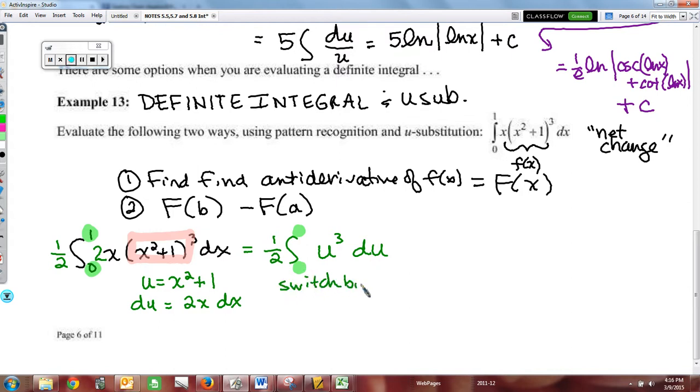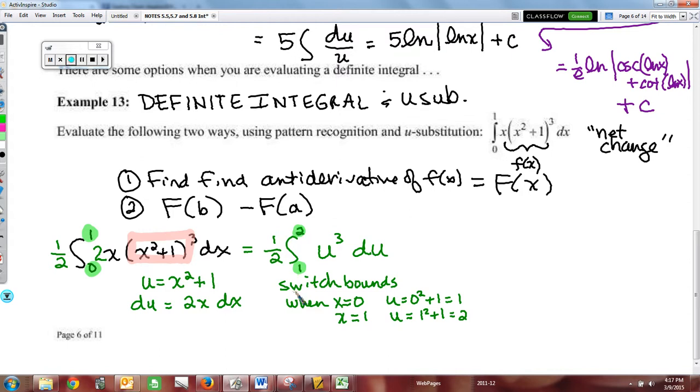So I need to switch bounds, and I'm basically saying when x is equal to 0 over here, using this rule, my u is going to be 0 squared plus 1, or 1. So that's what gets filled in for your lower bound. And when x is equal to 1, my u is going to be 1 squared plus 1, or 2, and that's what gets filled in here.